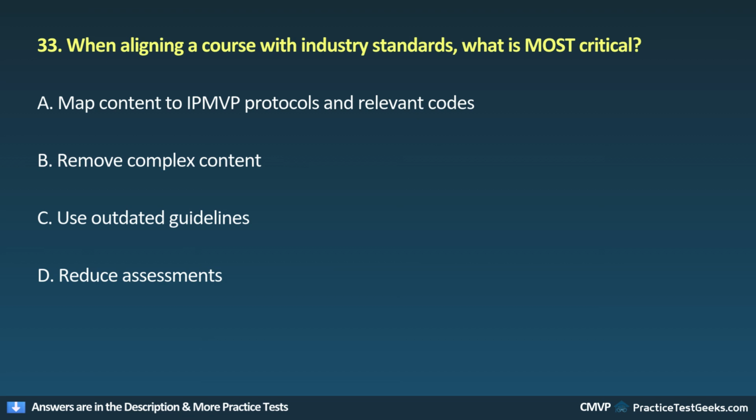33. When aligning a course with industry standards, what is most critical? A. Map content to IPMVP protocols and relevant codes. B. Remove complex content. C. Use outdated guidelines. D. Reduce assessments.